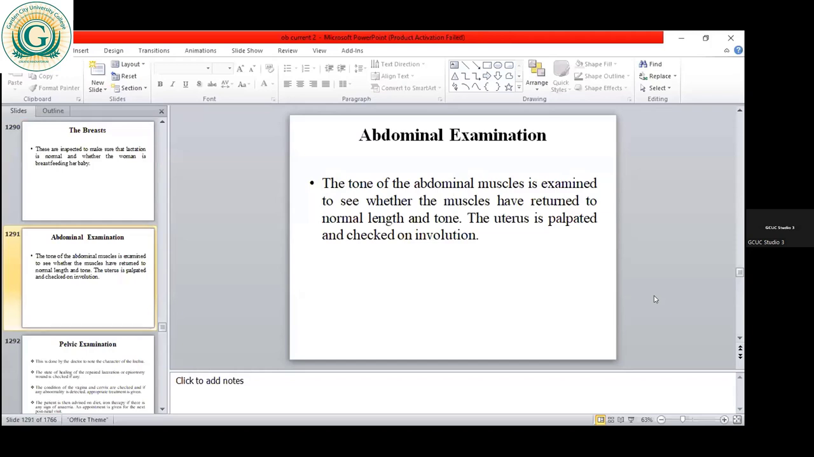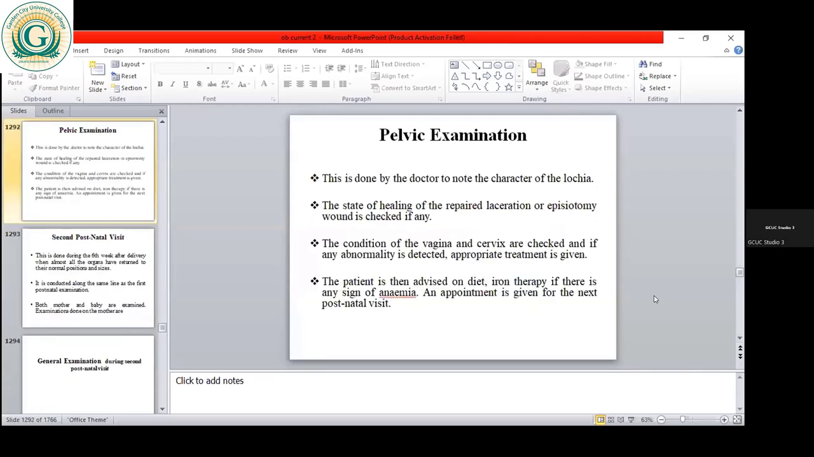You also inspect the tone of the uterus and abdomen, whether the muscles have retained the normal tone or not. You palpate the uterus and check whether it has come back. Then you palpate the pelvis, I mean the pelvic area of the woman.